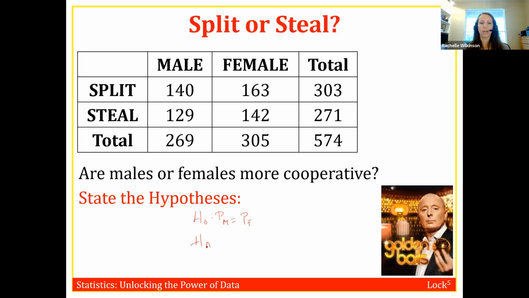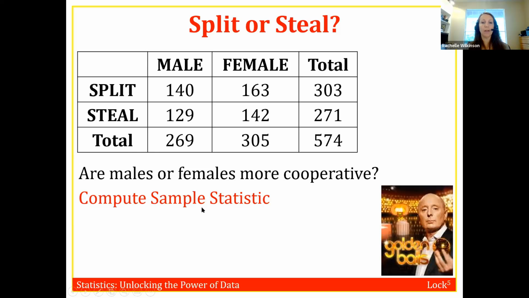And in this case, for my alternative hypothesis, what should be the symbol that I would use? Do I want to use greater than, less than, or not equal to? If I look at my question, I just want to know whether males or females are more cooperative. So I'm not indicating a direction at all in my question, either one. I want to know either way. So I'm going to use not equals to in my alternative here. So null hypothesis, PM equals PF, alternative hypothesis, PM not equal to PF.